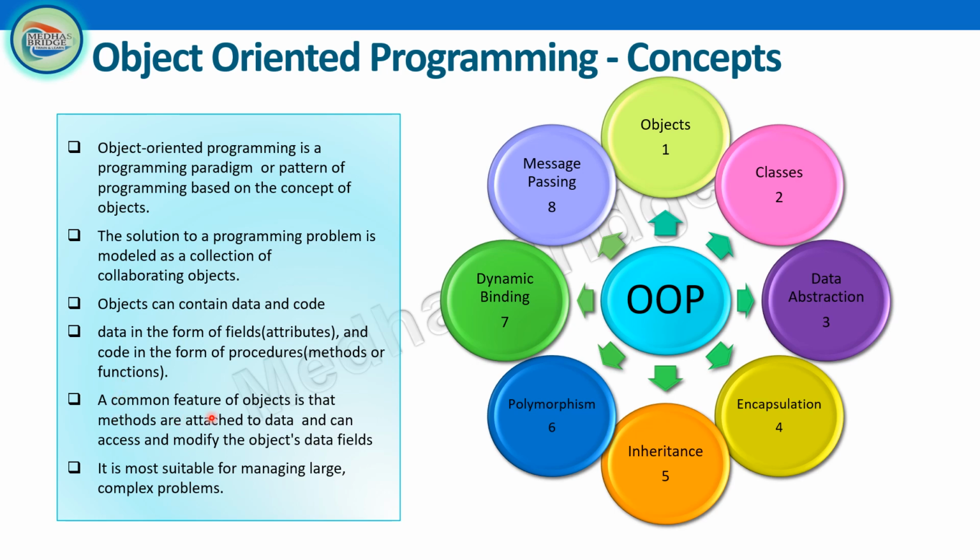A common feature of objects is that methods are attached to data and can access and modify the object's data fields. Object-oriented programming is most suitable for managing large complex problems. In OOPS, we have concepts like objects, classes, data abstraction, encapsulation, inheritance, polymorphism, dynamic binding, message passing.